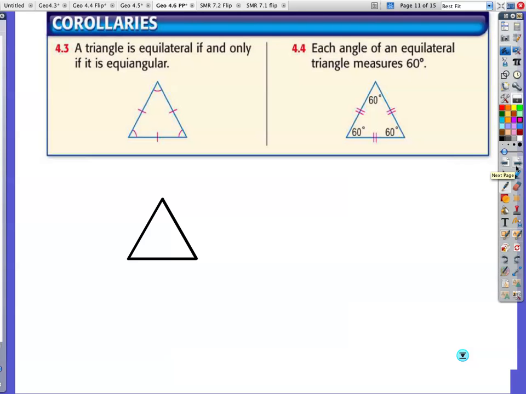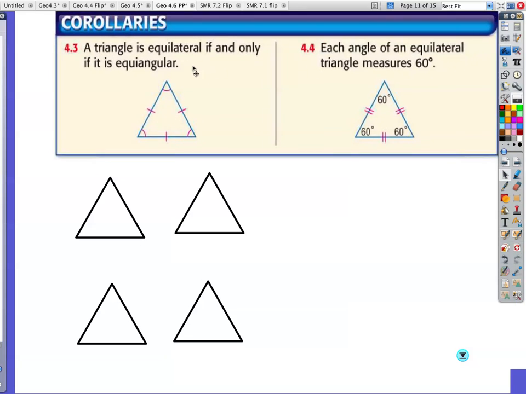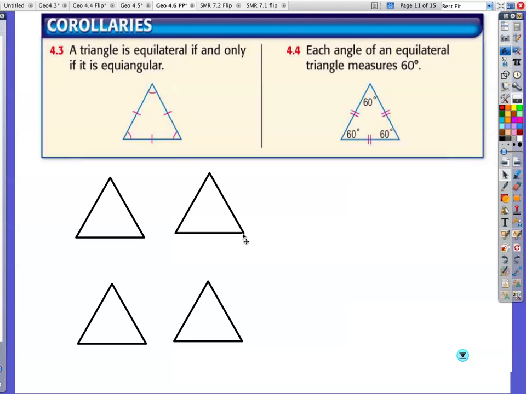Okay, these are called corollaries. Not that important at this point. I just want you to know the information that's in there. A triangle is equilateral if and only if it is equiangular. Now what that means, once again, this one I'll let you write down that statement, or you can write down the picture. I just want to talk about this little phrase here. If and only if means it works both ways.